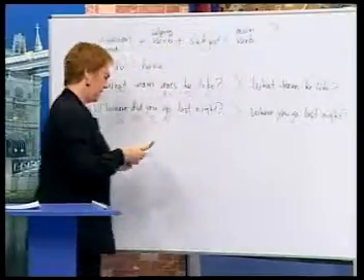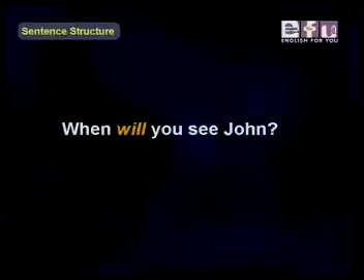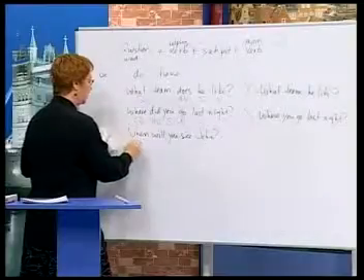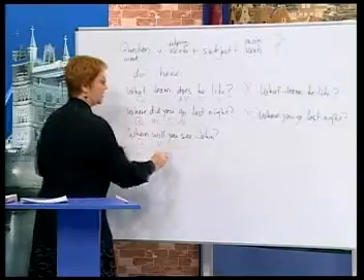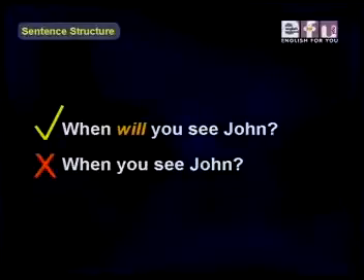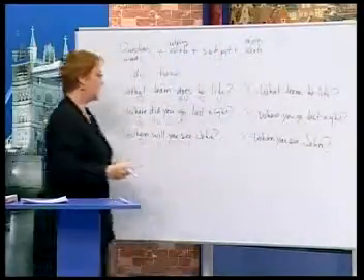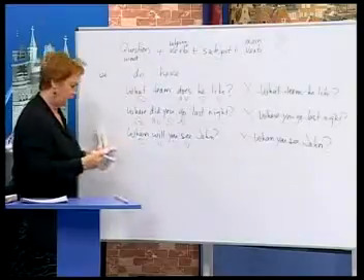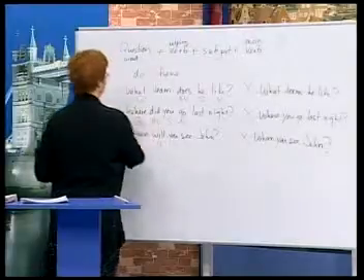All right? Okay? And here's another example. When will you see John? You've got the question verb, you've got will, this is actually part of the verb, the subject, and the verb. You cannot say, when you see John. Okay? This you cannot do. This is how you're supposed to do it. Okay? All right.